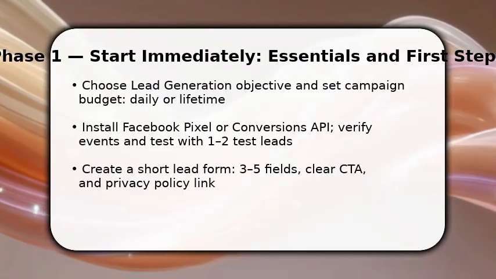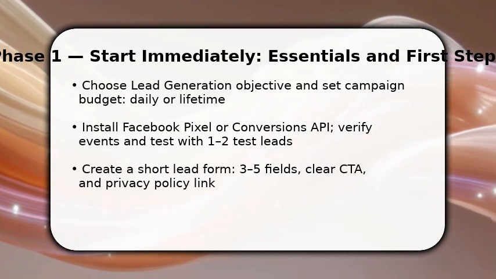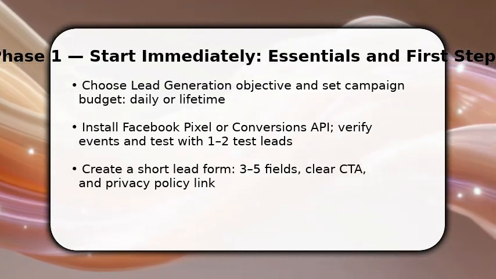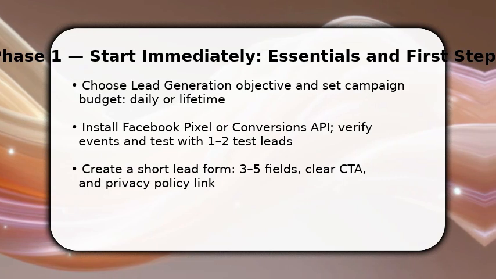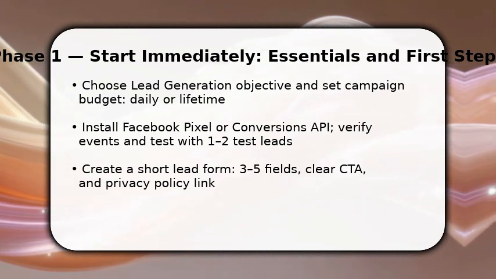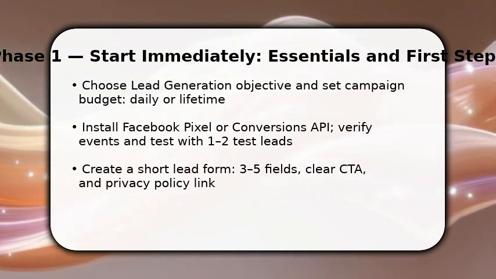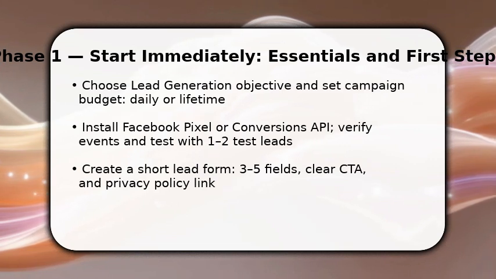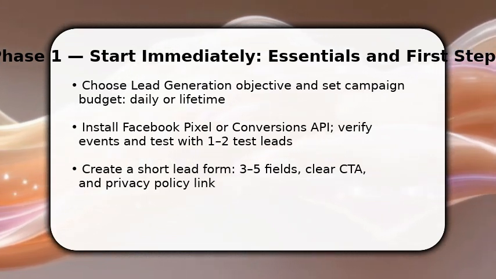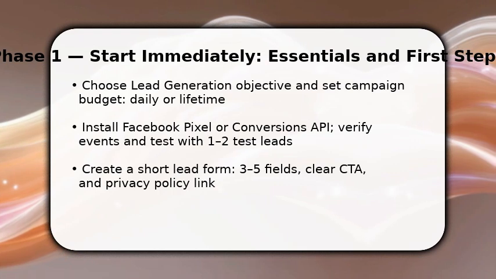You begin by locking the objective to lead generation and allocating a practical budget. Start small and scale. Next, make sure your Facebook Pixel or Conversions API is installed and firing. This tracks valuable events. Create a concise lead form with 3 to 5 fields and a single clear call to action. Shorter forms convert better.